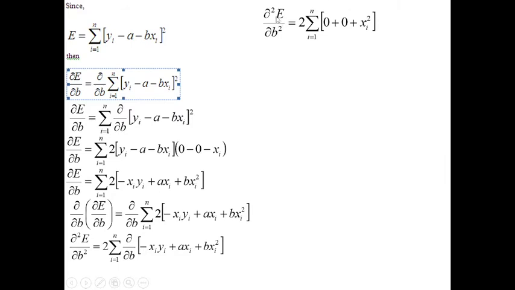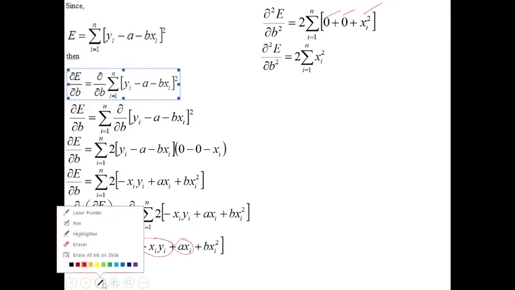So, second partial derivative of E with respect to b is equal to 2 summation. Ano yung derivative ngayon ng negative xi yi with respect to b? Dahil walang b dyan, 0. Derivative of axi with respect to b, 0 din dahil walang b. Ito may b. Derivative nitong b ay 1 times xi squared is xi squared. Kaya xi squared. And then, we proceed. Ito na yung simplified equation.